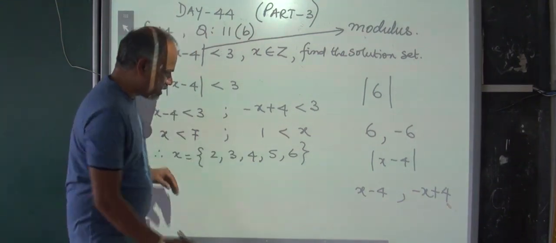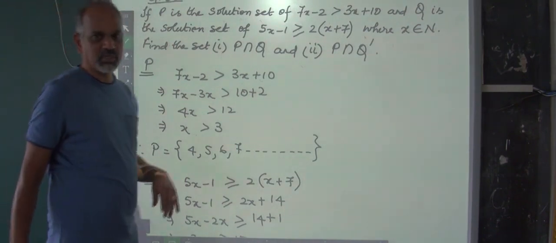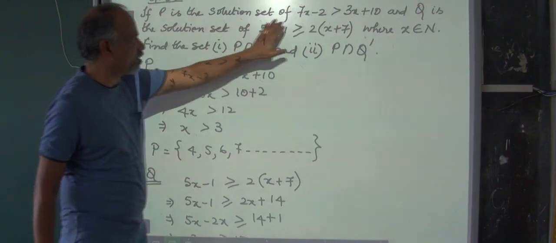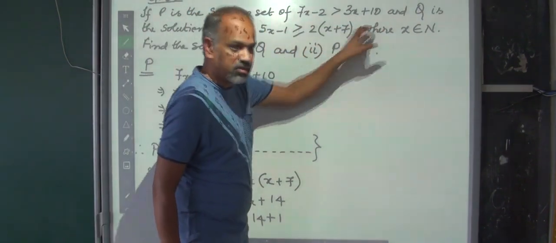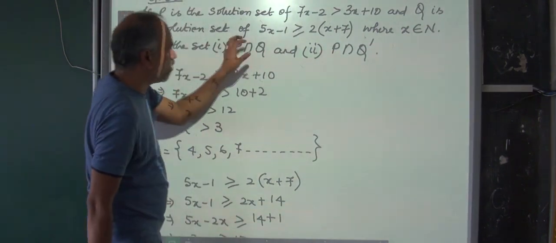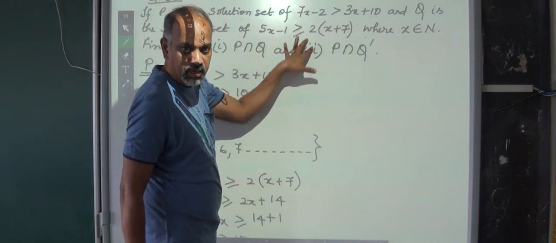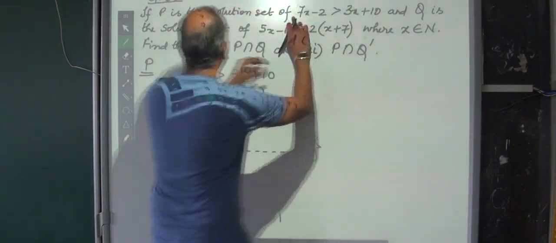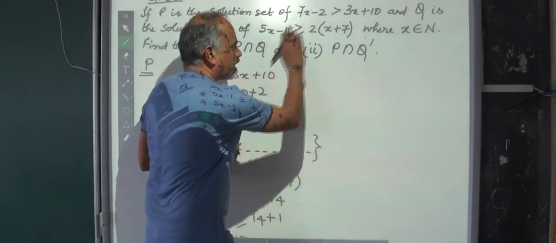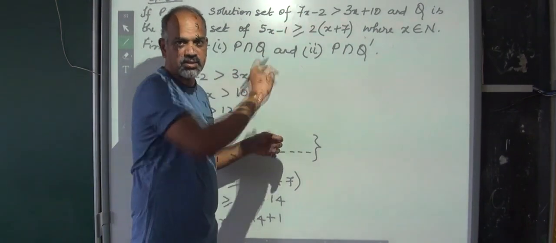Okay. The next one. This is question number 30. The question is, if P is the solution set of this inequation given, and Q is the solution set of this inequation given. There are two separate inequations given. The solution for the first one is represented as P, and the solution for the second one is represented as Q. You will not write x is equal to something.